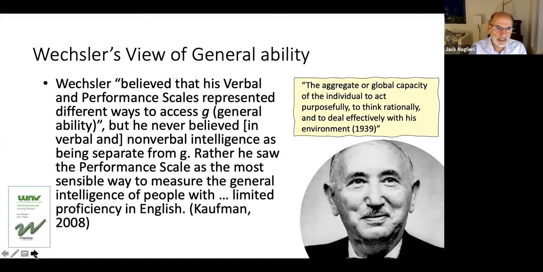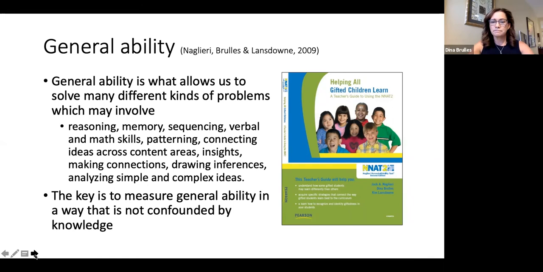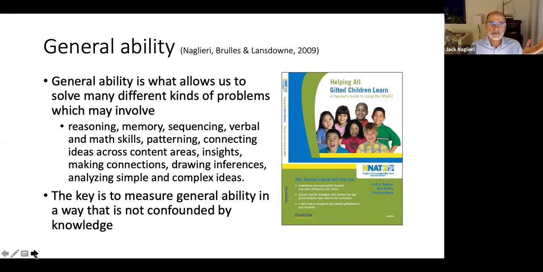So in our book, Helping All Gifted Children Learn, we tried to help people understand that this concept of general ability is like a foundation. And it allows people to solve a lot of different kinds of problems that can involve many things: sequencing, memory, understanding relationships, making connections, inferences, and a whole host of things. But the key is to measure general ability in a way that's not confounded by knowledge, because that's the only way you're going to really get equity.